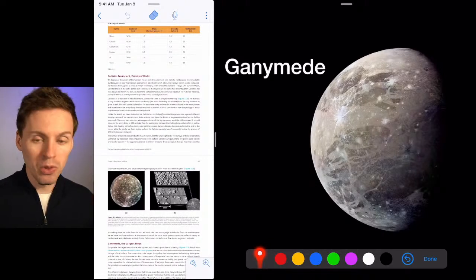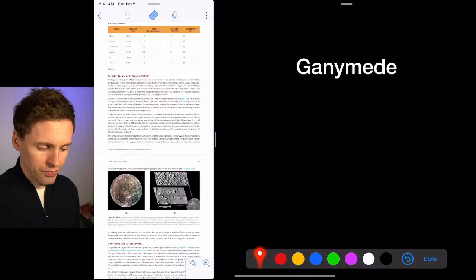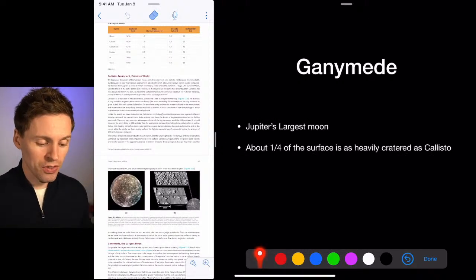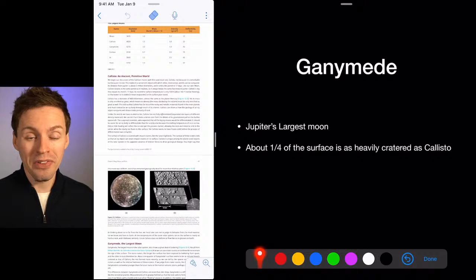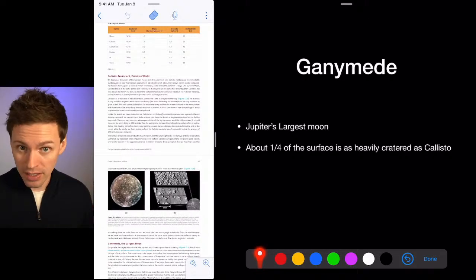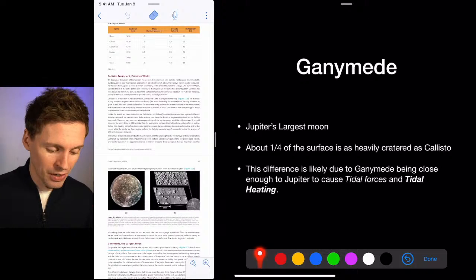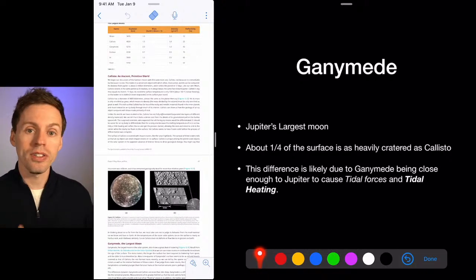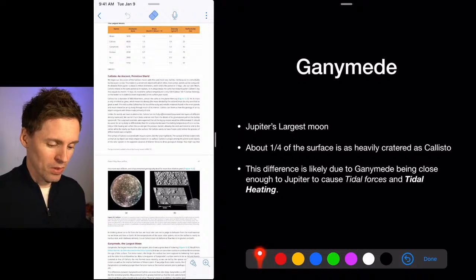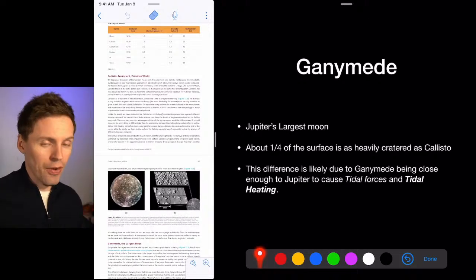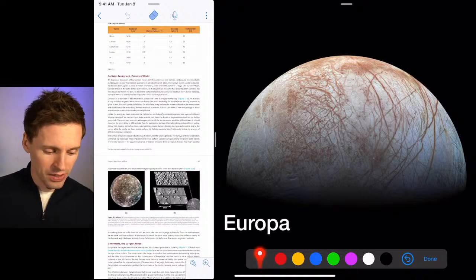Ganymede, here's the moon Ganymede, another Voyager picture here. So Ganymede is Jupiter's largest moon. About a quarter of it is as heavily cratered as Callisto, but that tells you that some of Ganymede has erased itself. The difference is Ganymede is actually close enough to Jupiter to experience what we call tidal forces. So it creates energy within the planet, which can drive lava and volcanoes and tectonic activity.